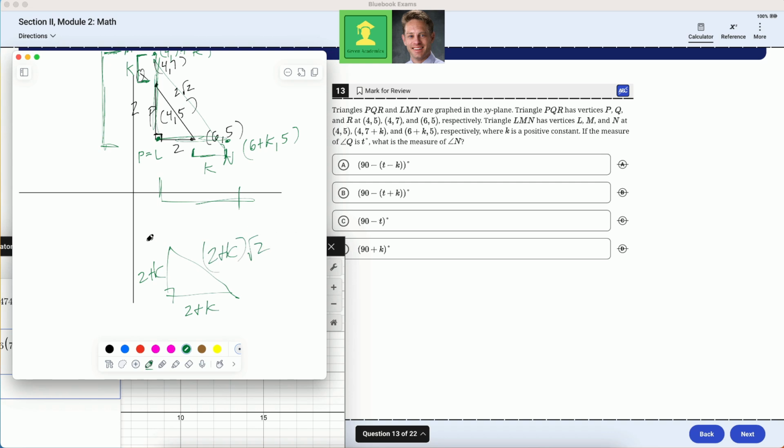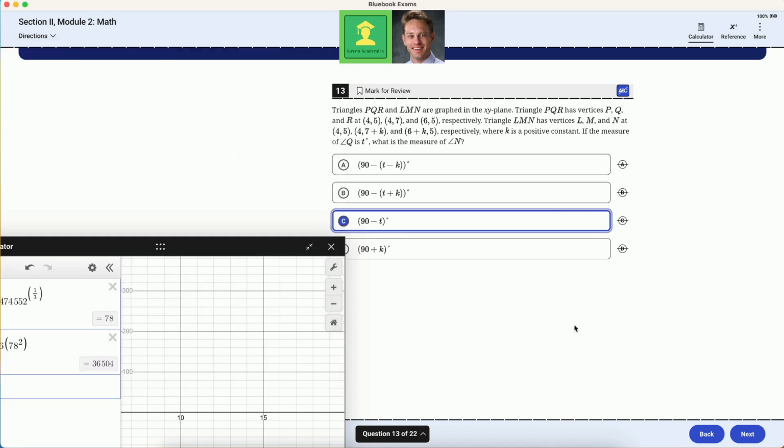Now, if Q is, well, we know that Q is 45 degrees. Then N is in Nancy. Well, these are all 45s. This is a 45. So the answer is 45. Isn't that simply 90 minus t degrees? Sure. 90 minus 45 is 45. Is C as in cat.